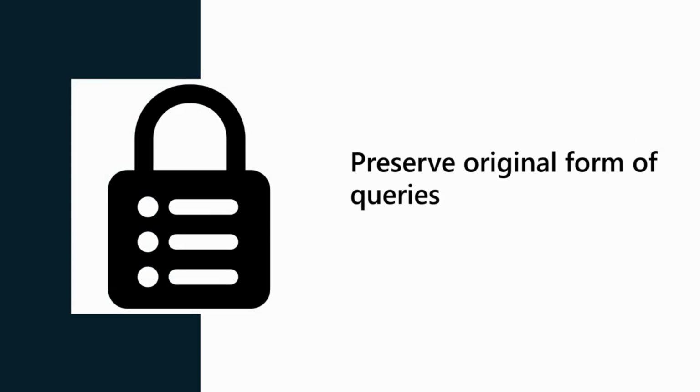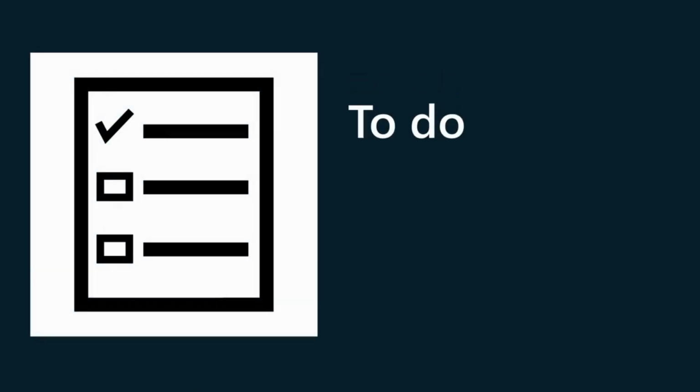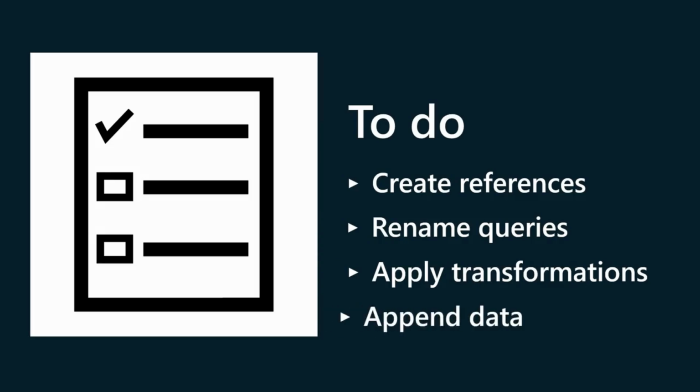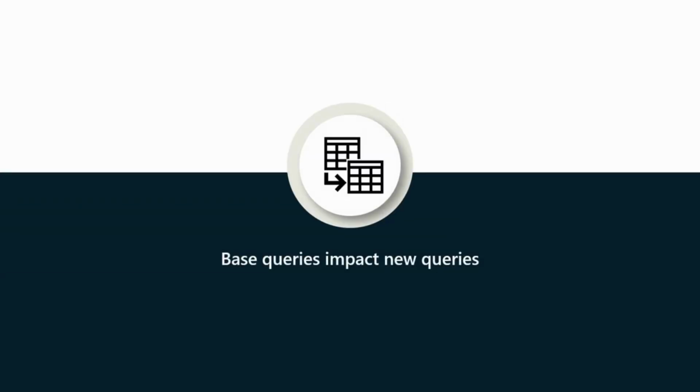However, your manager has asked you not to modify the existing queries to preserve their original form and use them as a source for other operations. To accomplish this, you need to create references from the original queries, rename the new queries, apply necessary transformations, and then append the data. Any changes made to the base queries will impact the new queries. This approach allows you to keep the original queries, update the reference queries, and ensure that any changes made to the base queries are reflected in the referenced ones.